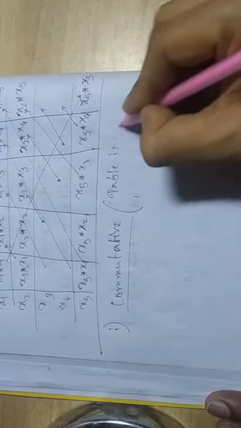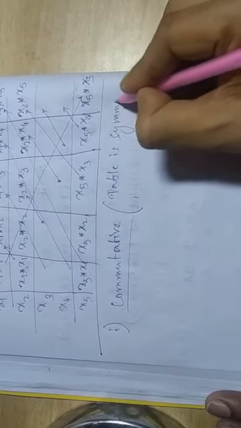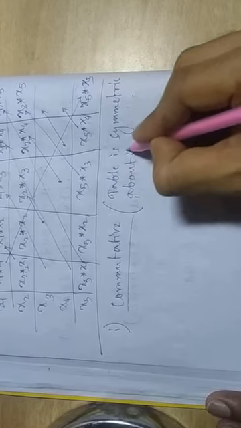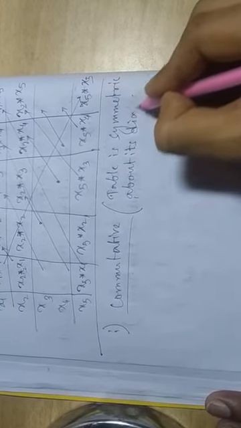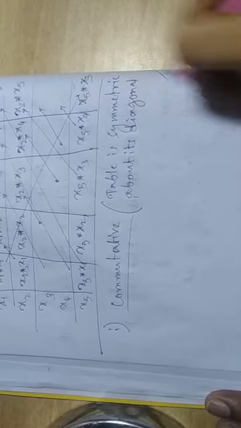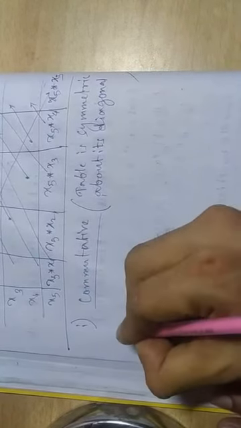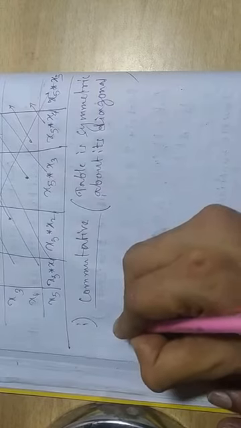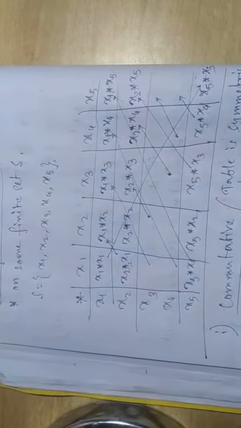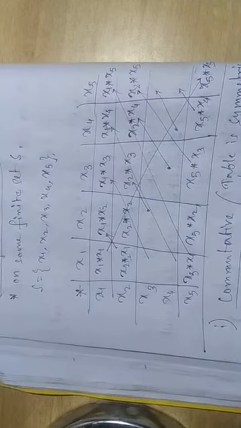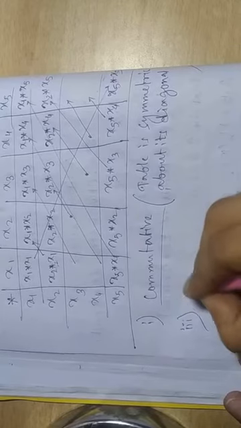If the table is symmetric about its diagonal, then we are saying that the operation is commutative. In case of associativity, we don't have any such easy way to check whether it is associative or not, but in case of identity element we will see there is an easy process.